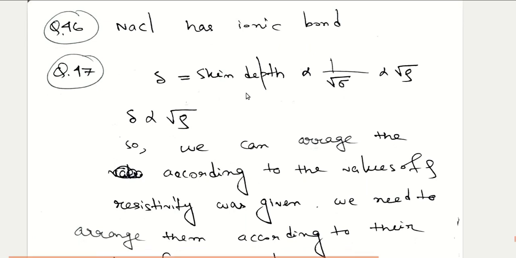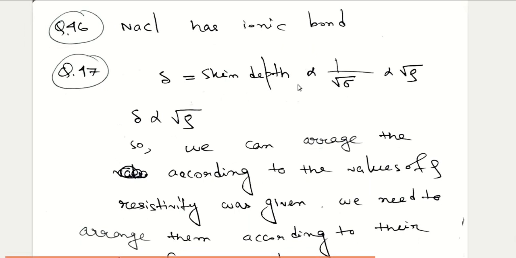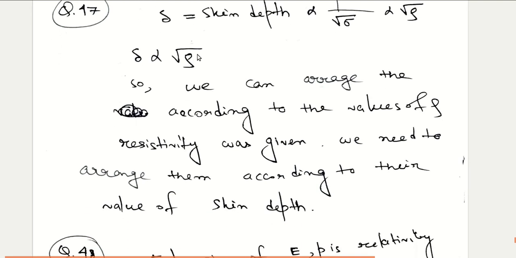and their resistivities are given, but you need to find the relationship between the skin depth according to the value of their resistivity. So you know that skin depth is proportional to 1 by root over sigma, and sigma is basically 1 by rho. So delta is proportional to root over rho. So you need to arrange the values, so the skin depth value will be proportional to root over rho values. The rho values are given, and accordingly you can find the values of delta, which is the skin depth.